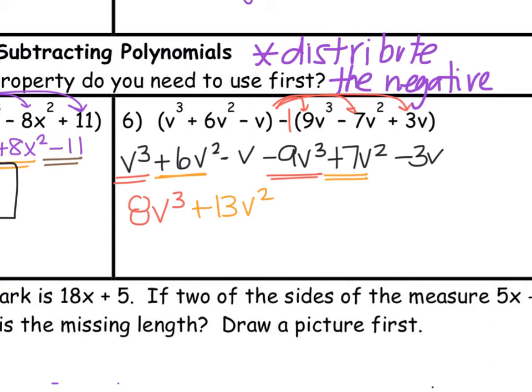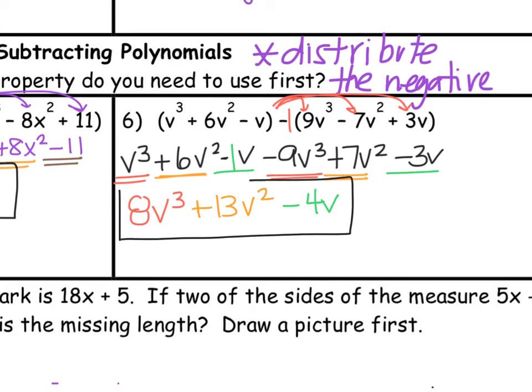And then finally we have a minus v here and a minus 3v here, so really there's a 1 there, and we get minus 4v, and there's no constants to worry about. So if we want to check to make sure this is in standard form, my exponents are in decreasing order from 3 to 2 and then to 1.